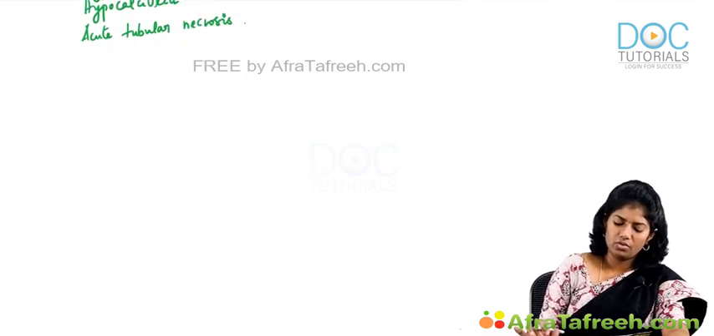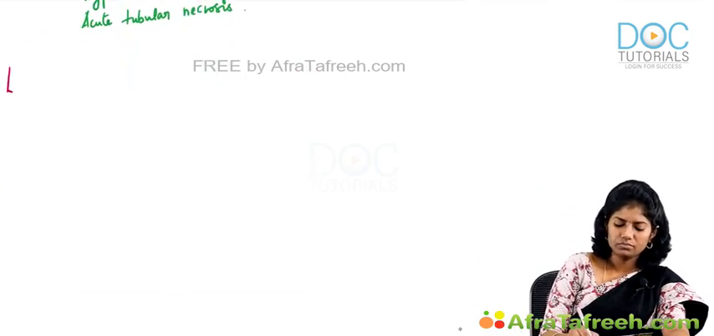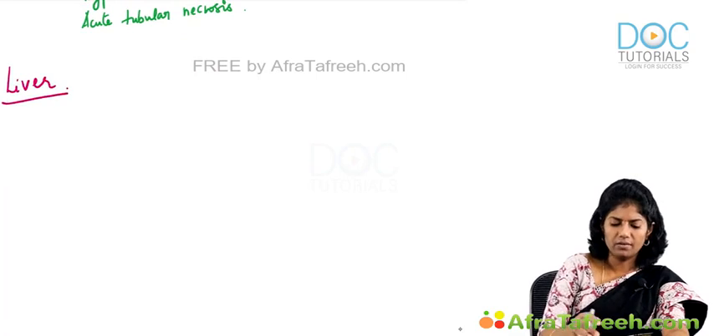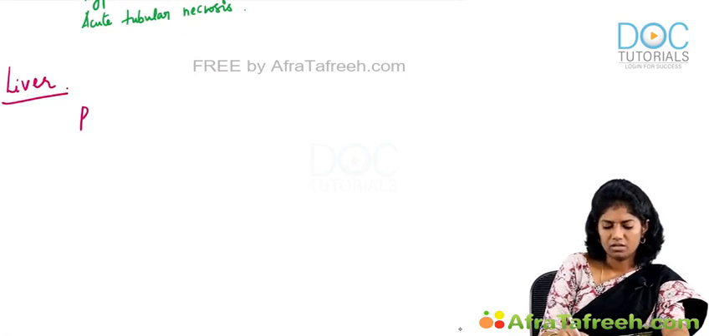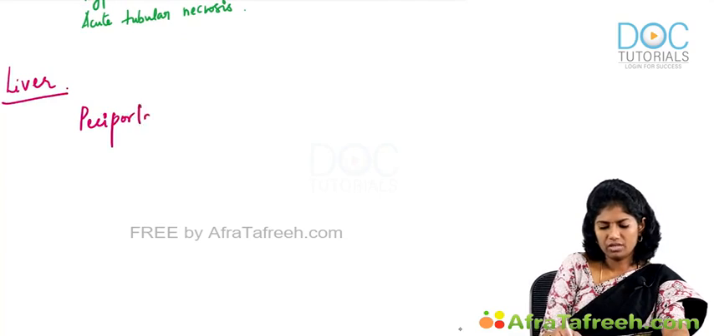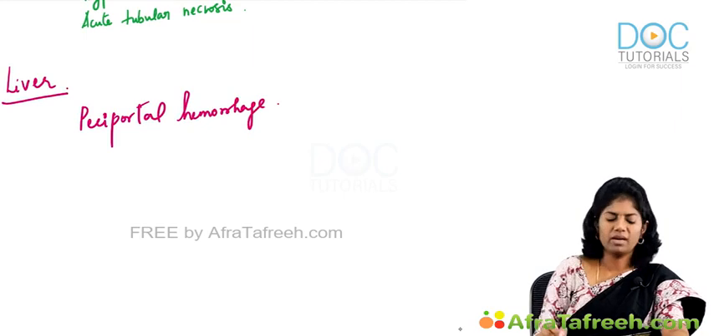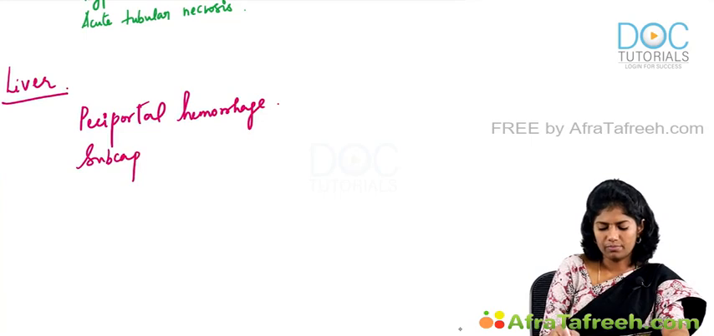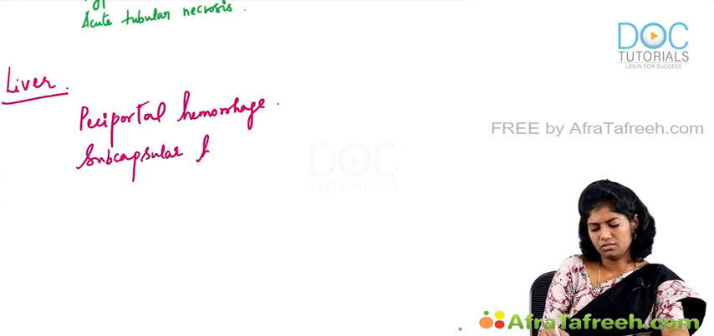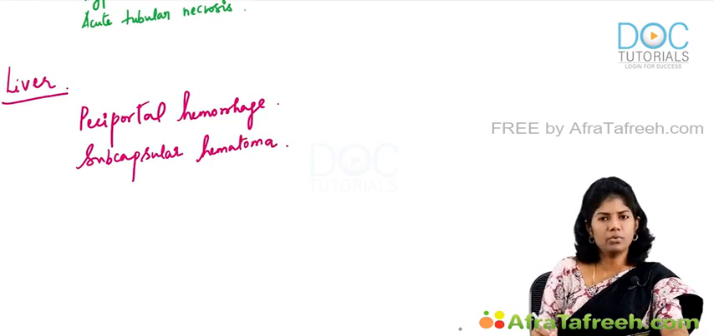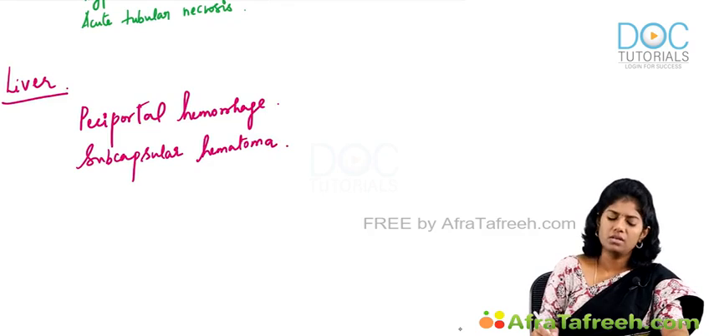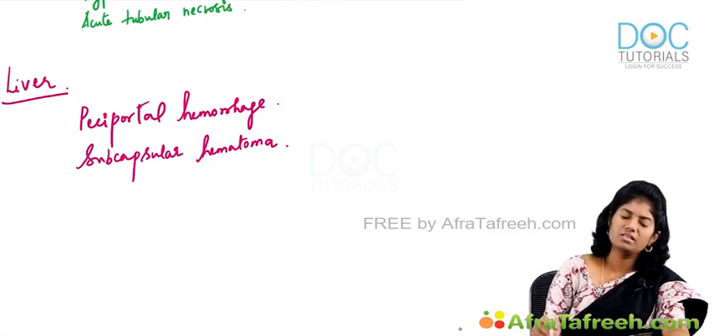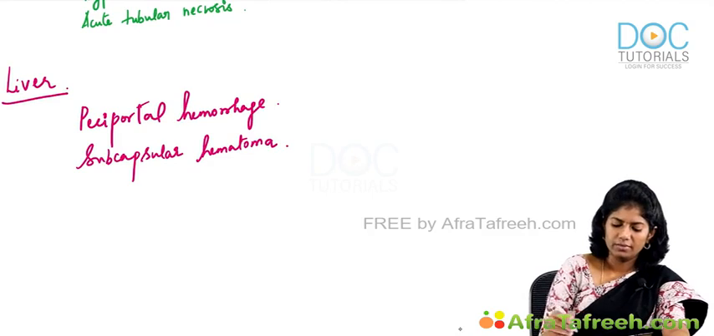Next we will discuss something about the changes in the liver. Liver changes are: number 1, periportal hemorrhage, and number 2, subcapsular hematoma of the liver. Number 1, periportal hemorrhage, and number 2, subcapsular hematoma of the liver. These are the two important tissue changes in liver.